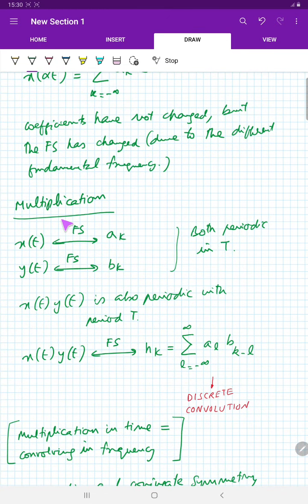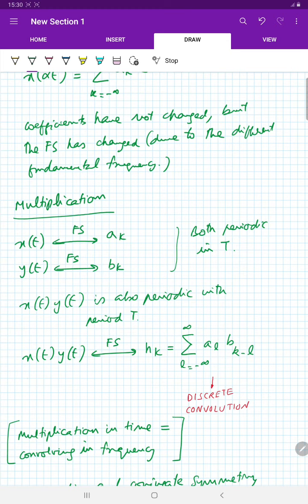Okay. The next property is multiplication. This is probably a very important, practically very useful property. There is a periodic signal x(t) with Fourier series coefficients a_k, and y(t) with Fourier series coefficients b_k. Both of them are periodic with period T. Then x(t)y(t), the product of these two functions, is also going to be periodic with period T. Then what will be the Fourier series coefficients of x(t)y(t)?